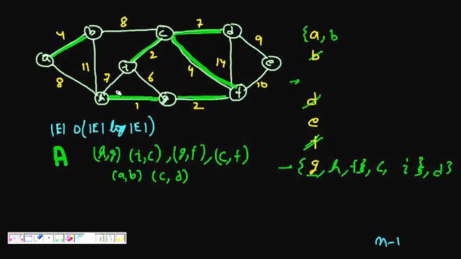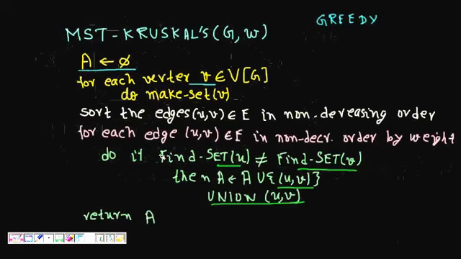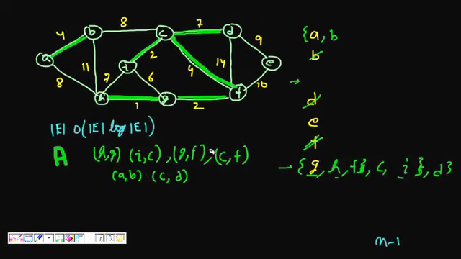So now, can I take HI? H and I are both in the same set. So HI now comes, find set of H and find set of I, they are in the same set. And if you join this, it will form a cycle, okay? In a minimum spanning tree it is acyclic, so we should not include a cycle, so it is rejected. So this is not taken.